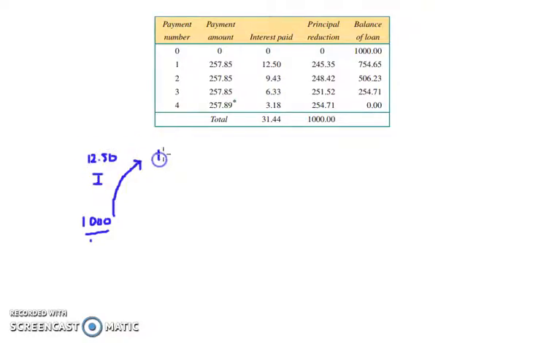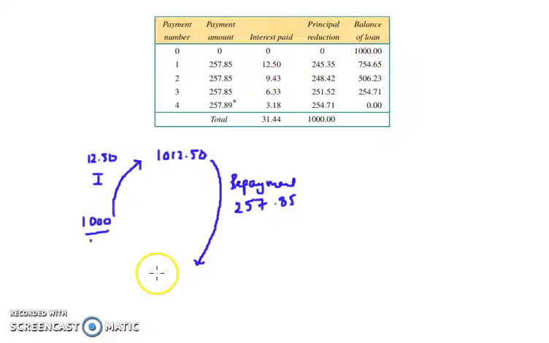So right now, what we actually owe is $1,012.50. Then what you do is you make a repayment. Okay, I'm going to call that repayment. Looking at the table, we make a repayment of $257.85. Now, what is this principal reduction? What this means is we've got a new value here. This is how much we owe at the end. So in this case, we still owe $754.65.